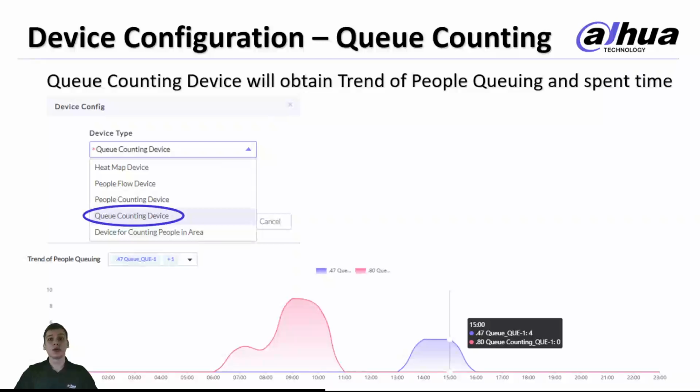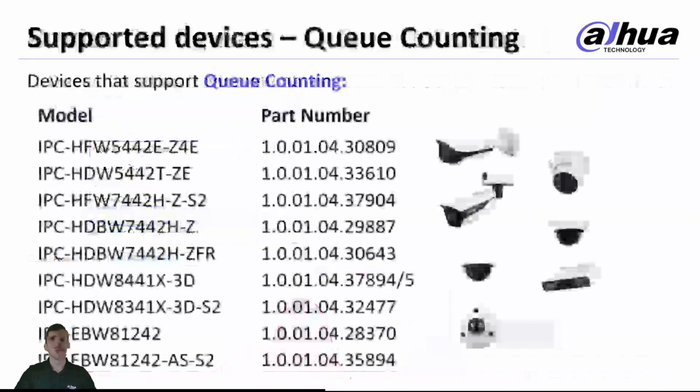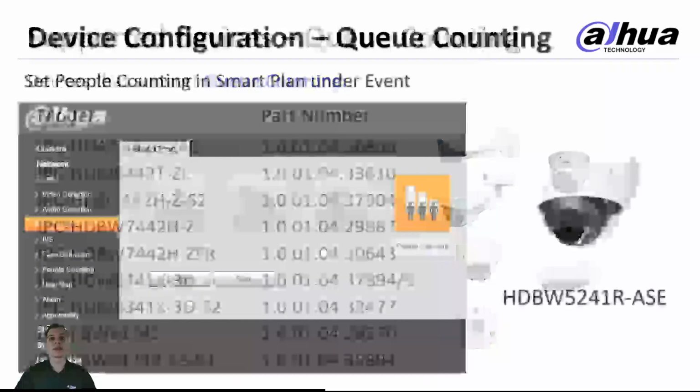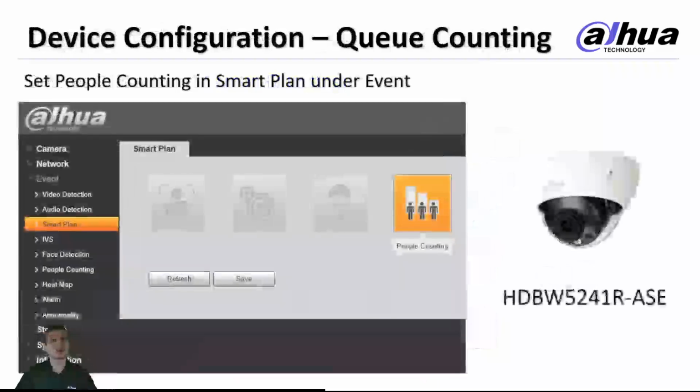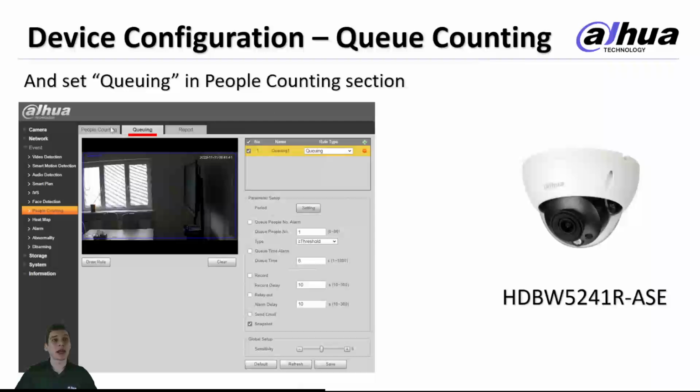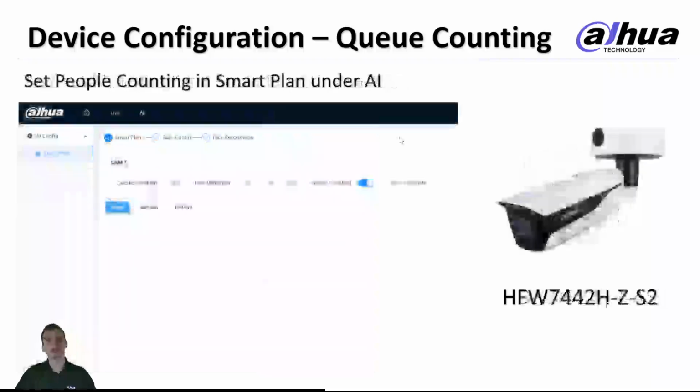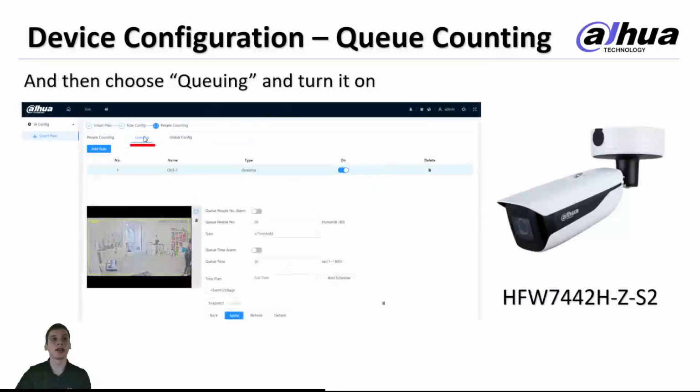For queue analysis, you can use these cameras, and of course you also need to use people counting, but instead of people counting you will use queuing, and in here you will create a rule in front of the camera. In the newer web interface it's similar. Select people counting, select queuing, and create a rule for queuing. You can set up the alarm for a number of people or for time. So each alarm can be then processed in DSS.